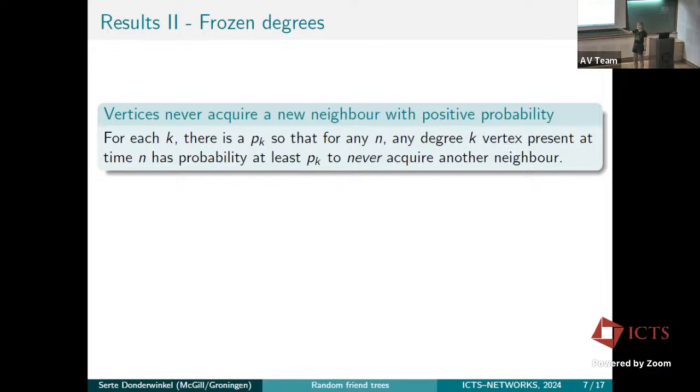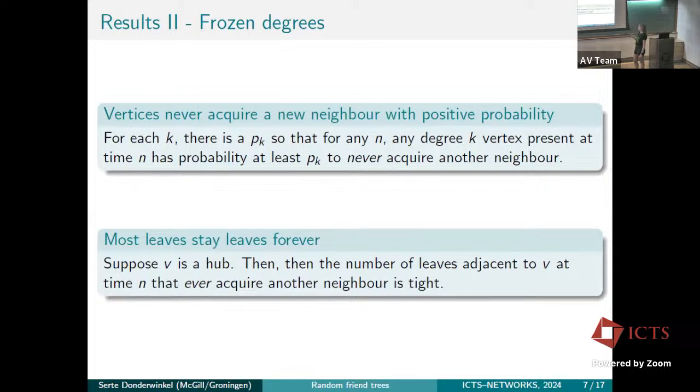So also the things in my simulation that I pointed out as hubs, well, they just have some finite degree. They might never acquire a new neighbor. Of course, the larger your degree gets, the less likely it is that you will stay a hub forever. But still, any vertex has a chance of never getting another neighbor.